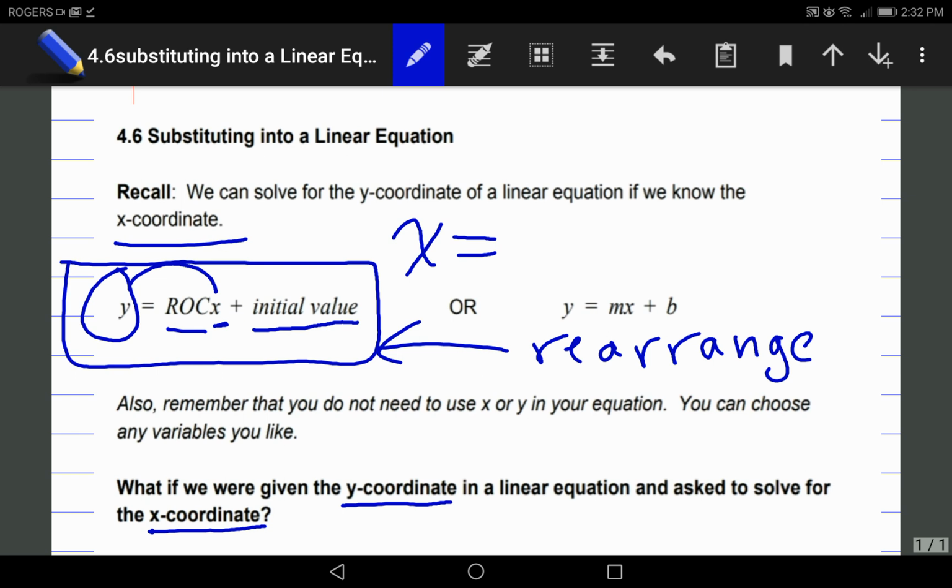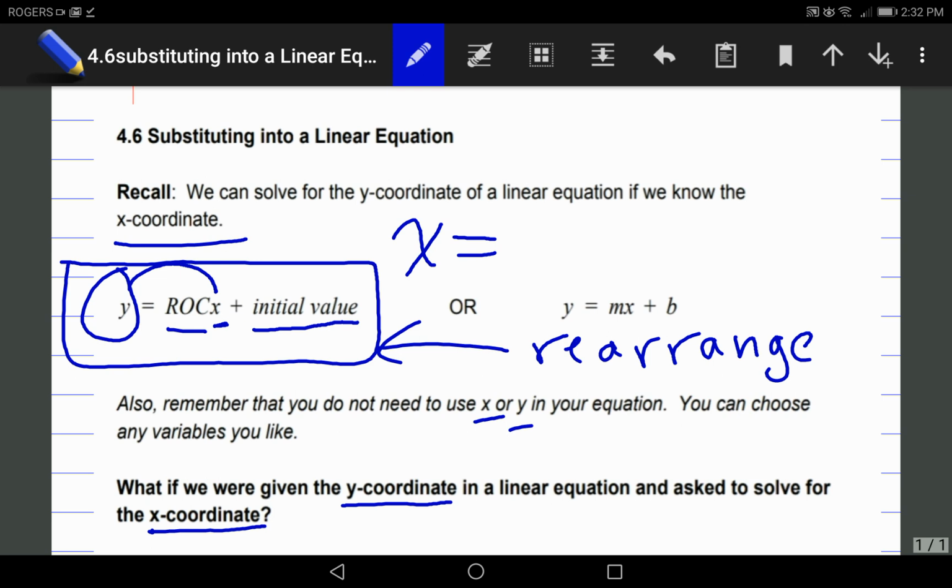Also, remember that you do not need to use x or y in your equations. You can use any letters. We've seen in the past, we've used capital C that represents total cost instead of the y value. We've used, let's say, number of people, like the letter N, for example, to replace our x value. You don't have to use x and y, but let's start with x and y, and as we do some word problems, we'll change it accordingly.